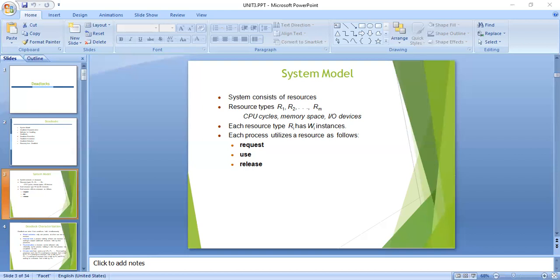Second is hold and wait. As the name itself indicates, hold is holding the resource and waiting for the other resource is called hold and wait. Simply, a process holding at least one resource and waiting to acquire additional resources held by other processes is called hold and wait.